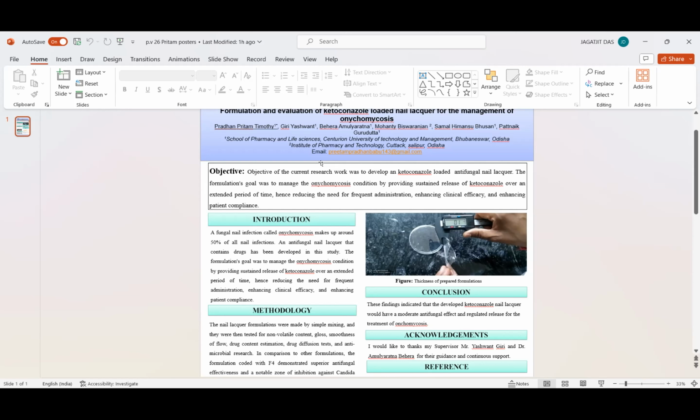Yes, ma'am. As the formulation part, we take ethanol as a solvent. We add polymers like ethyl cellulose. Another solvent is ethyl acetate. I have taken nitrocellulose as a polymer in ethyl acetate.